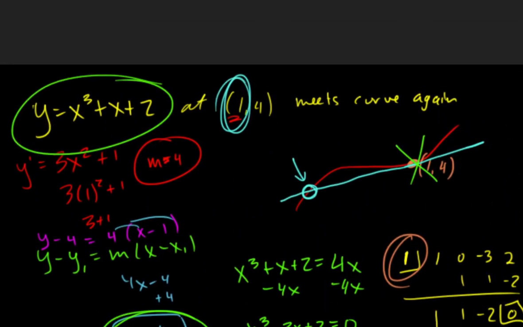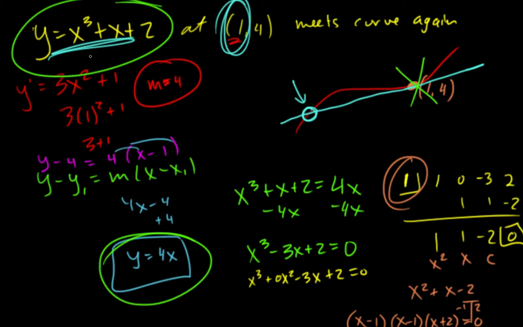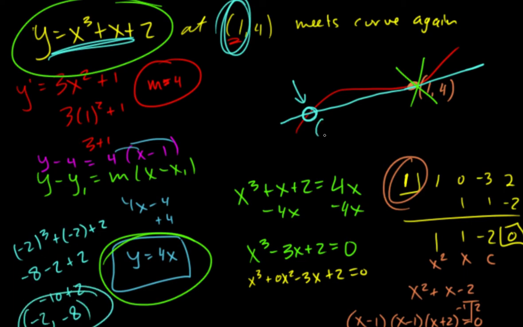So we go to the original curve right here, plug in negative 2, and we're going to get negative 8 minus 2 plus 2, which is negative 10 plus 2, which is negative 8. So if we combine that x value of negative 2 and the y value of negative 8, that is the point where we meet the curve again.